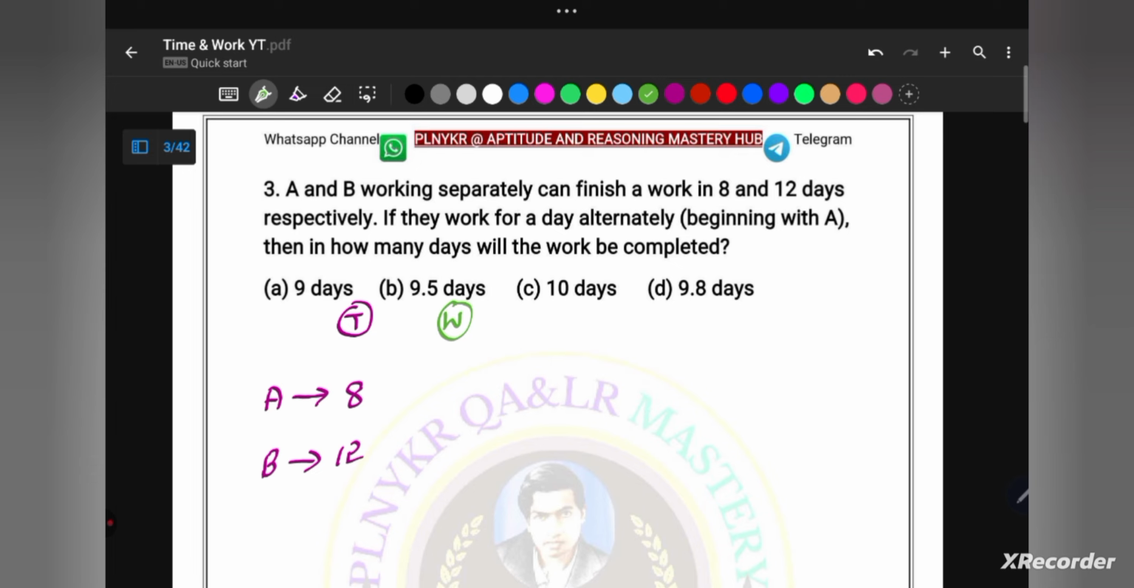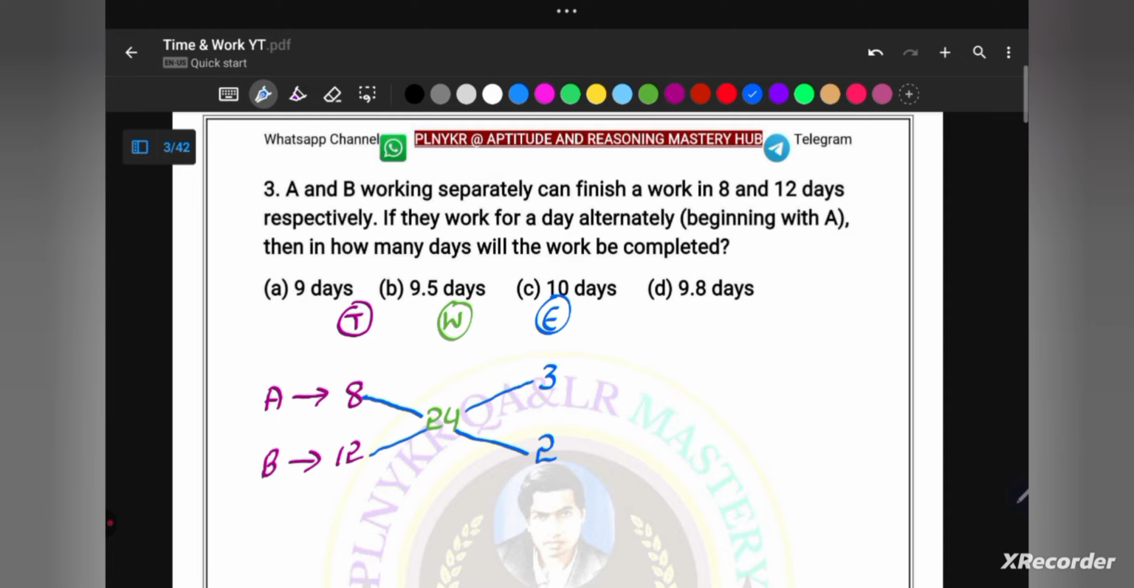Any method, we'll be taking the LCM method. What is the LCM here? It will be 24. So after finding the LCM, what is the next approach? We'll be finding the individual efficiency. Efficiency means work by time. So 24 by 8 means it will be 3. Next, 24 by 12 it will be 2.